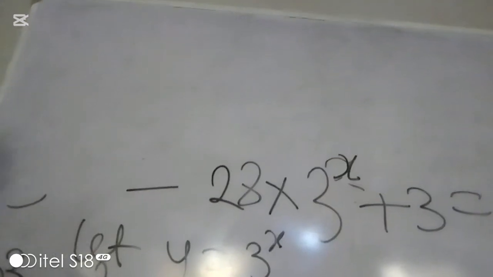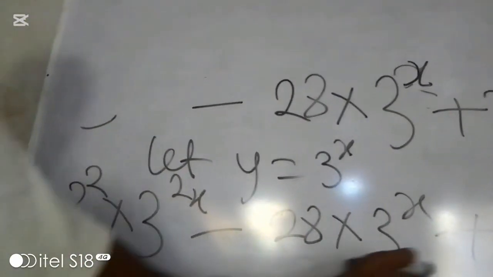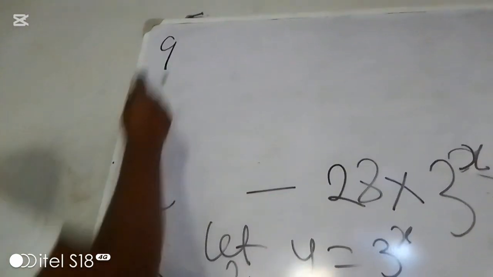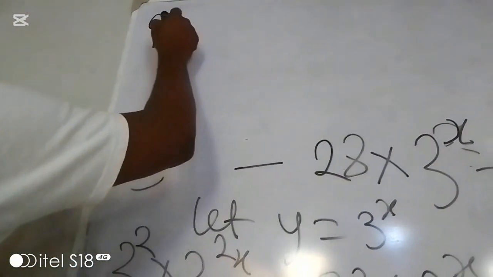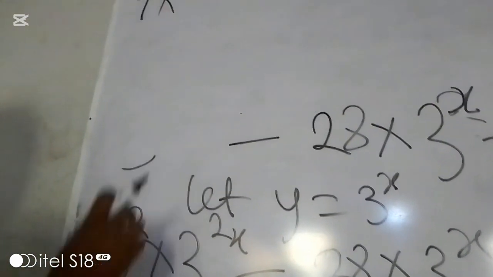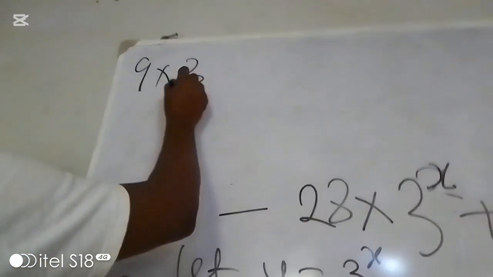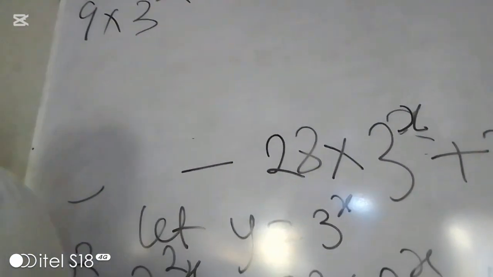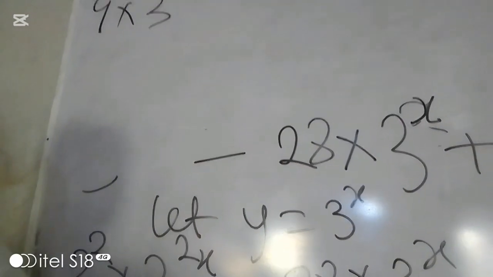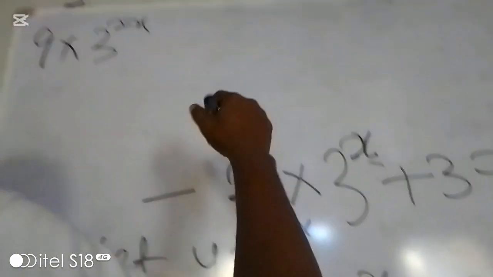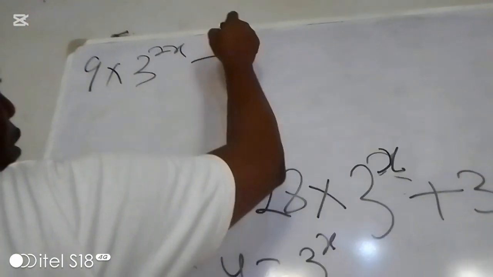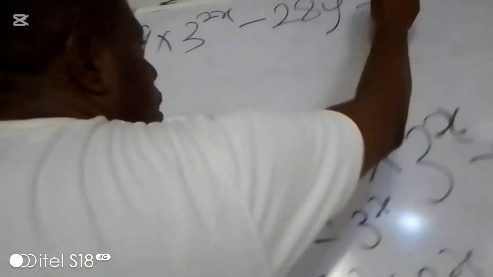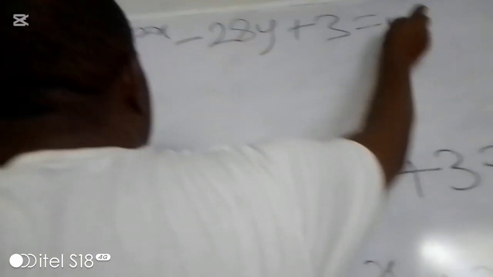So from here now, this becomes 9 times 3 raised to the power 2x, because 3 raised to the power 2 is 9. That is 3 squared. We say let y equal to 3 raised to the power x. This becomes 28y plus 3 equal to 0.